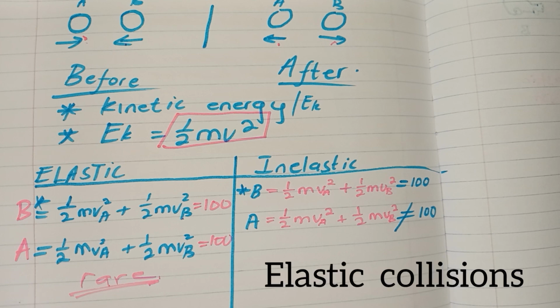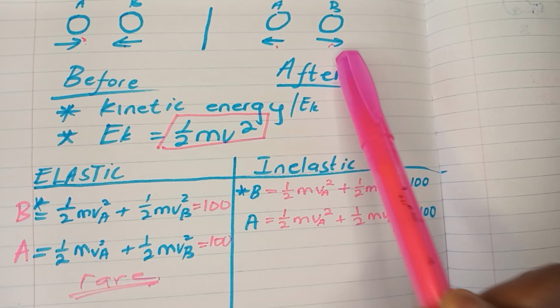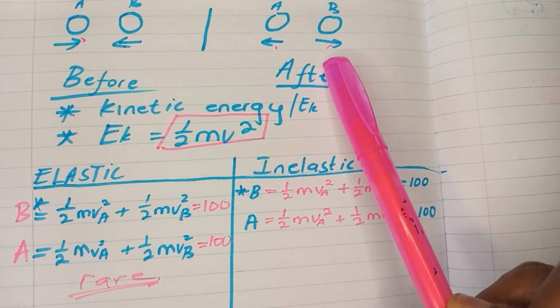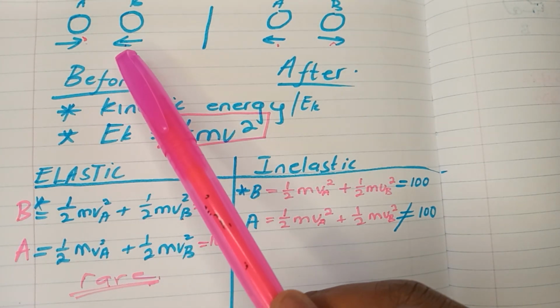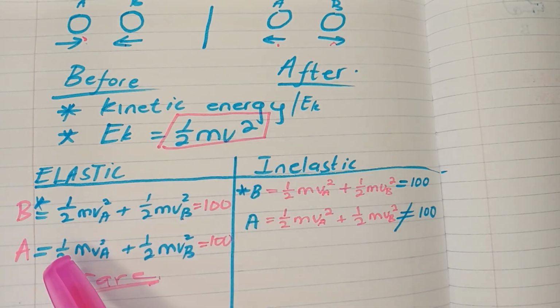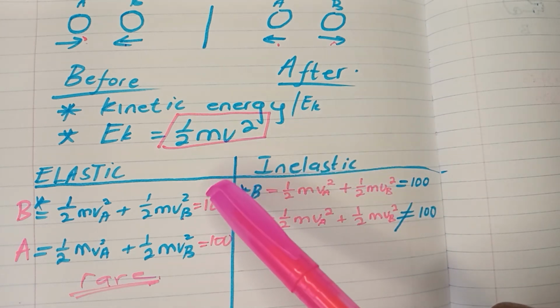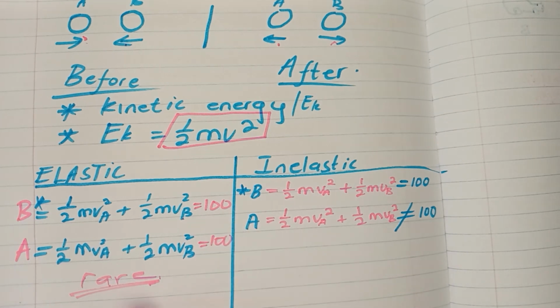Elastic collisions are collisions whereby the total kinetic energy before the collision is the same as the total kinetic energy right after the collision. Meaning that if you calculate the kinetic energy of A and add it to the kinetic energy of B just before the collision, it's going to be the same as the kinetic energy of A and B right after the collision. So if before the collision you got 100 joules, you're also going to get 100 joules right after they have collided. But you have to know that in real life, elastic collisions are rare.